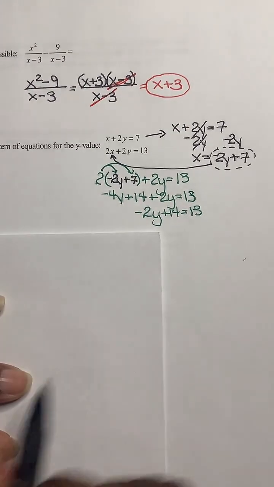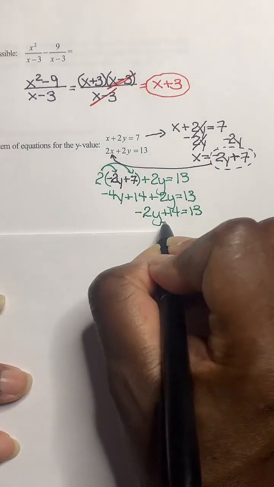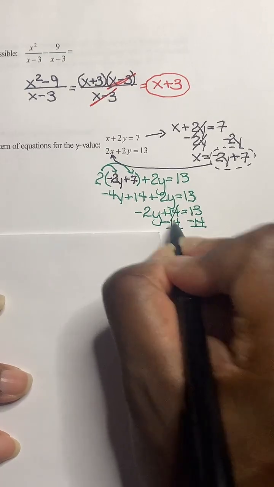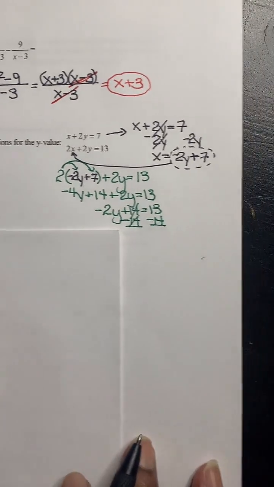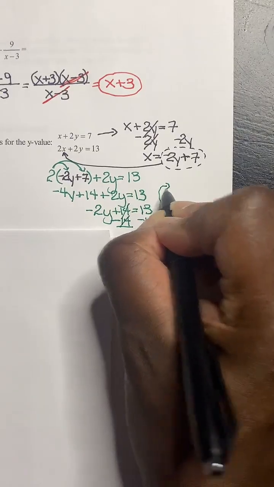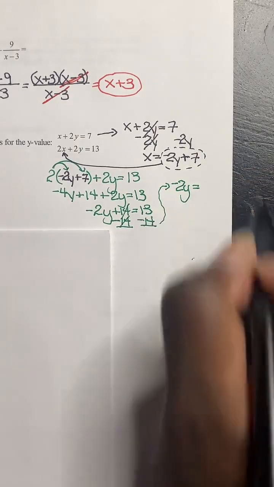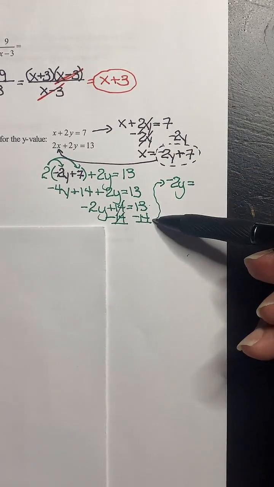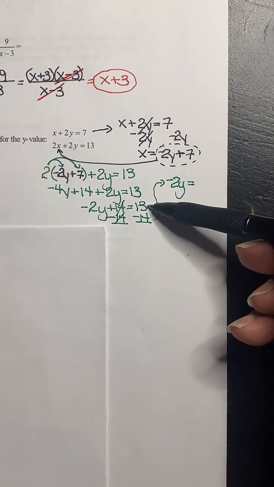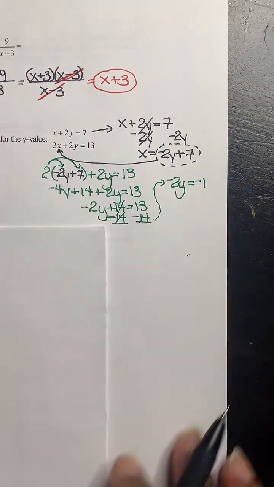Okay? So we're trying to solve for y. So now from here, we're going to subtract that 14 because we want to isolate that negative 2y. I'm going to take my answer up here just to give myself some room. So we have negative 2y equals 13 minus 14. You owe me $14. You gave me $13. So you still owe me $1.